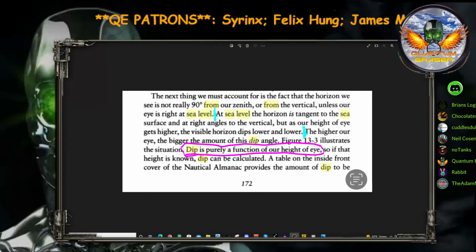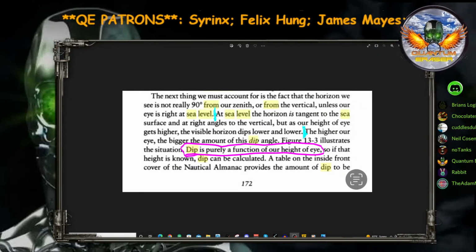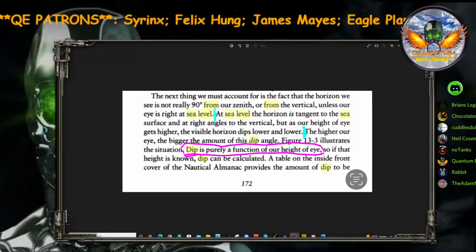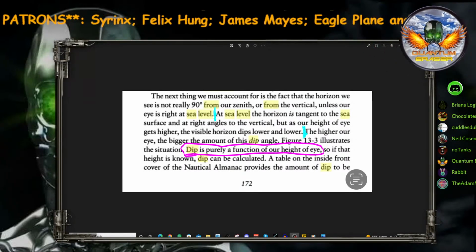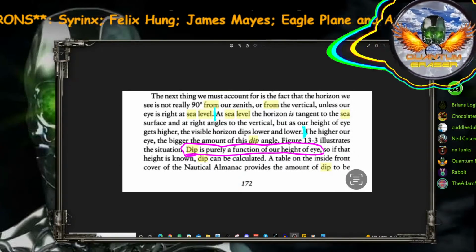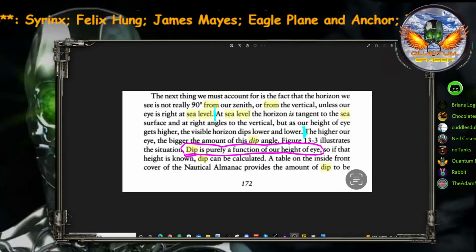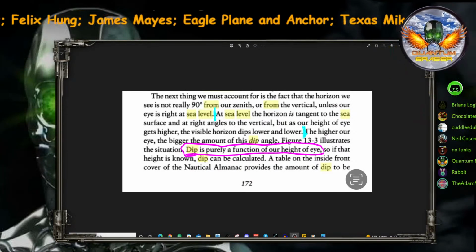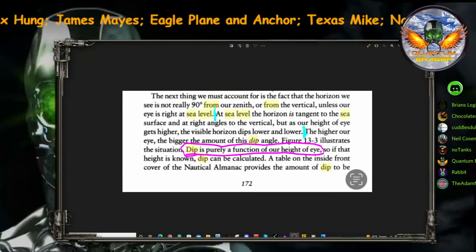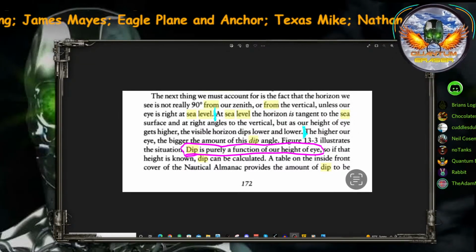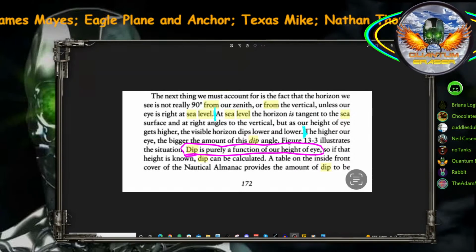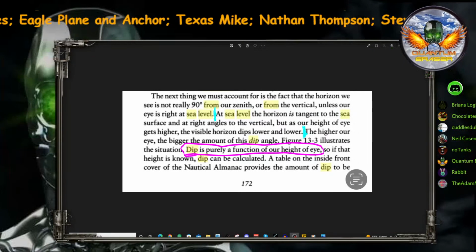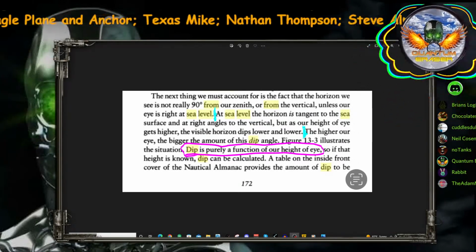And this is what I like about this quote, John, is after making all those claims, it then says the complete contrary. It is purely, solely, no other cause or reason. It is a function of our height of eye. That completely contradicts that it's got anything to do with how the deck is altering itself underneath. We already went over this.